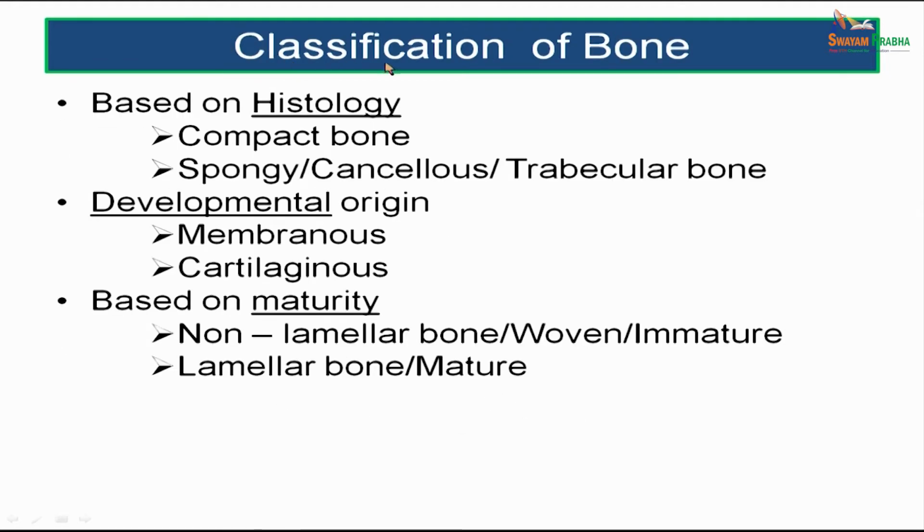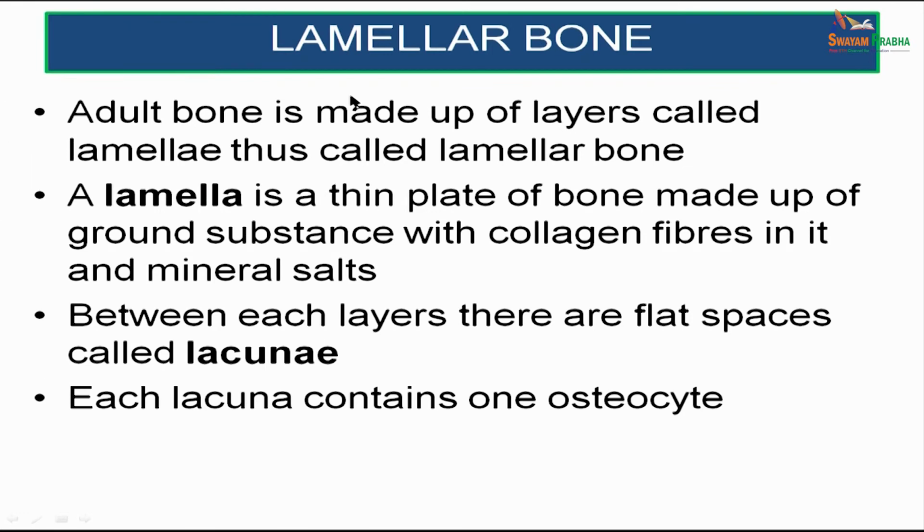Now we come to classification of bone. We can classify bone according to histology, we can classify bone according to its development and also based on its maturity. Histologically, bone is classified as compact bone or spongy bone. Spongy bone is also called as cancellous bone or trabecular bone. Developmentally, the bone can be classified into membranous and cartilaginous type. And based on maturity, bone is called as non-lamellar bone or woven bone or immature bone. And the second type based on maturity is lamellar bone or mature bone. Now, with these classifications in mind, we proceed to learning first about lamellar bone.